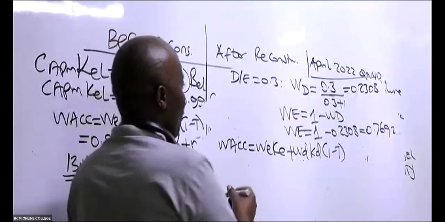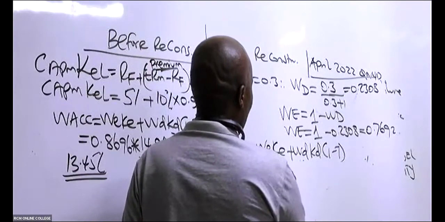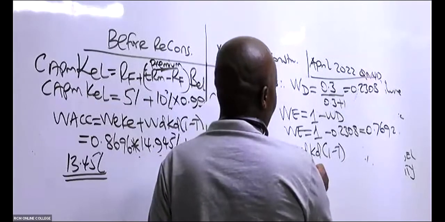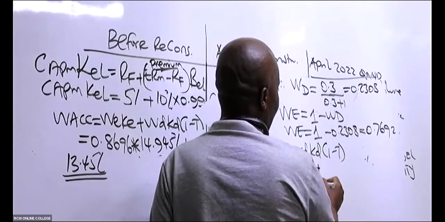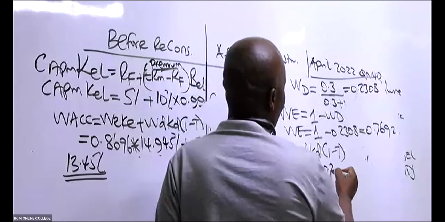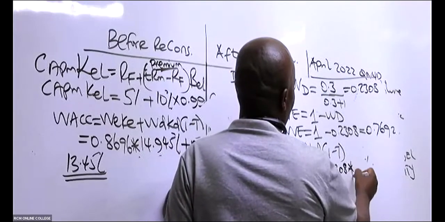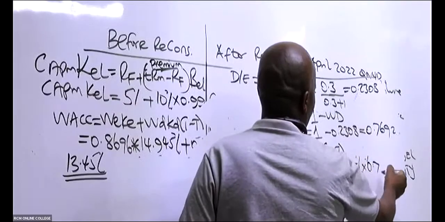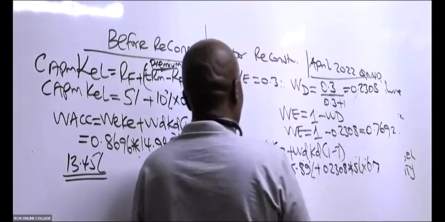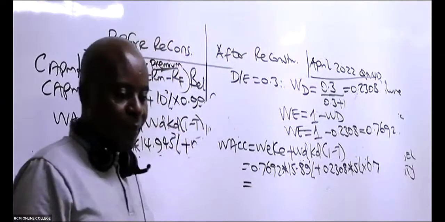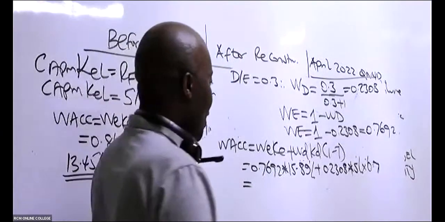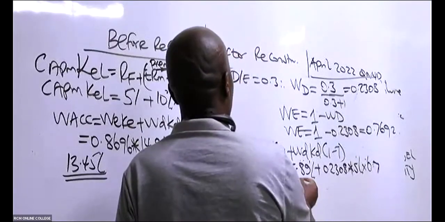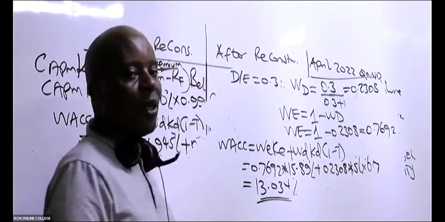So in this case now we have everything. Weight of equity is 0.7692 times cost of equity, which we got as 15.89. Weight of debt is 0.2308 times KD, which is 5%, times 1 minus 30%, that is 0.7, which ends up giving us 13.034%.